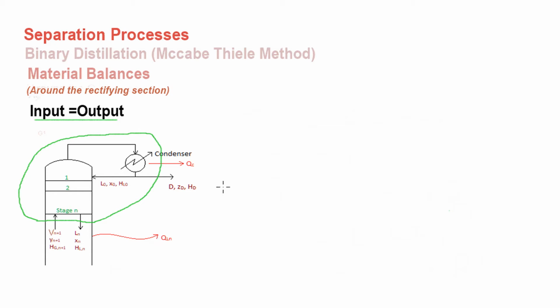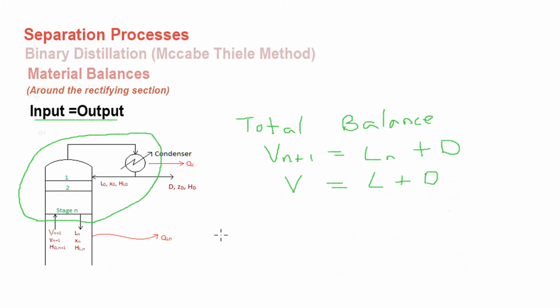As usual, we will start with our total balance. As I said previously, input is equal to output. Vn is the only input going into the system boundary, and the outputs would be D and Ln, which is seen here. Assuming that constant molar overflow applies, Vn could be written as V is equal to L plus D, and this can be used in the further equations.